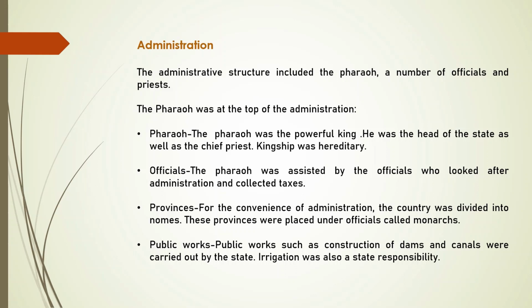As we have already seen, the king was called pharaoh in Egyptian civilization and had all the powers. He was the head of the state. After the death of the king, his son took the place of the king. The officials helped the pharaoh in administration and collecting tax. Public works were also done by the state.